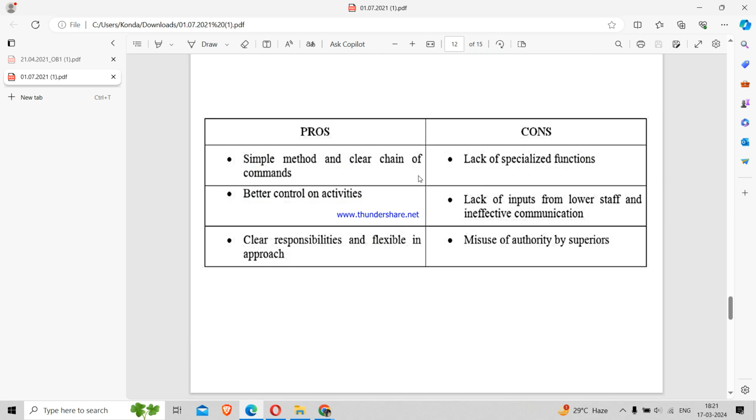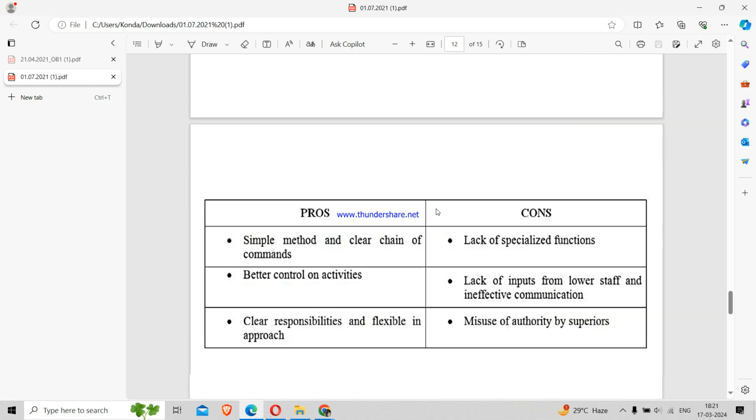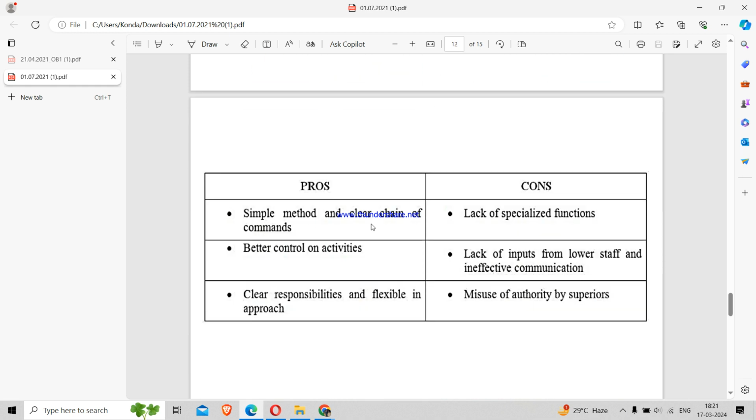So what are the pros and cons? First, the pros of this line organization system are a simple command method and a clear chain of commands. The chain of commands is very clear. All of the persons know whose particular command they need to follow for the execution of the job. Next is better control on the activities.